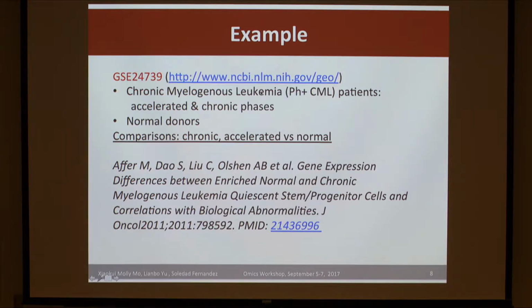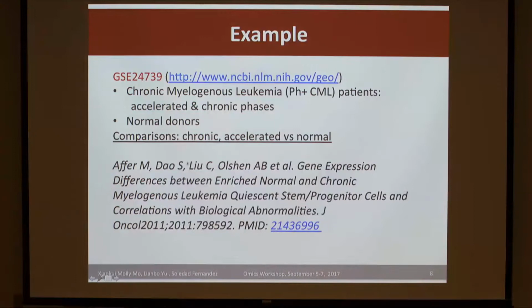In this study, there are 3 groups of patients. They are Ph positive, Philadelphia positive, chronic myeloid leukemia patients, either at the accelerated stage or chronic phase. They also included probably 8 normal donors. Usually you cannot get a lot of normal donors, usually there are more patients than normal donors. There are many comparisons you can do, I think 3 here. And here is the paper.